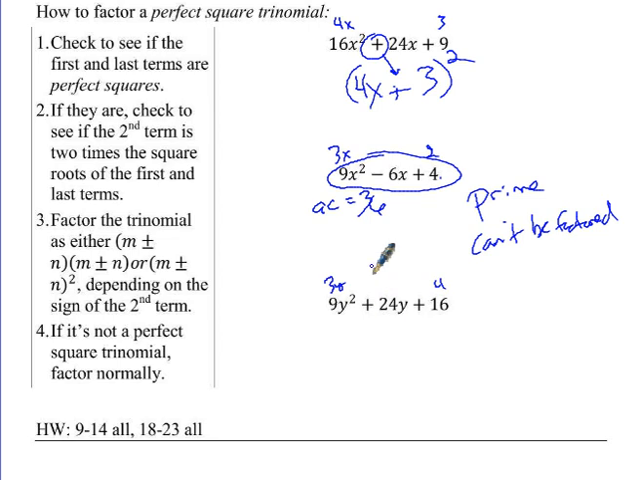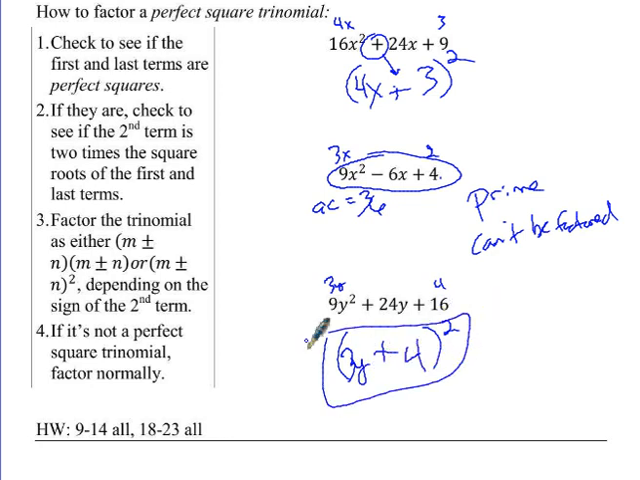So I can write parentheses squared. My sign in between will be what? Plus, because this is a plus. And what will I write here? 3y. And what will I write here? The 4. And that's the answer. Way easier than the box method in this case. As long as it works, go for it.